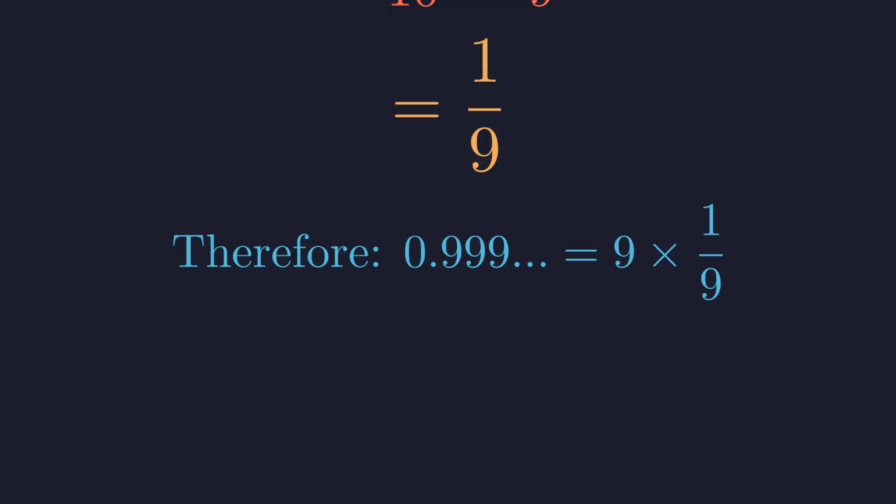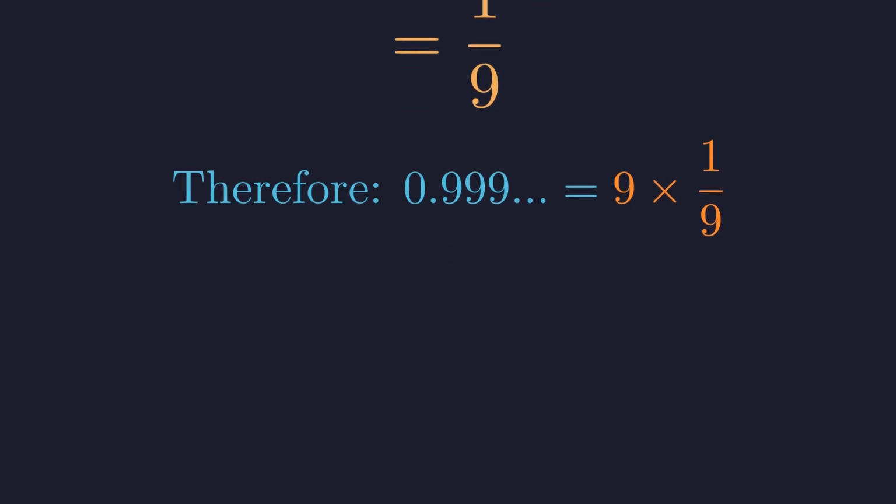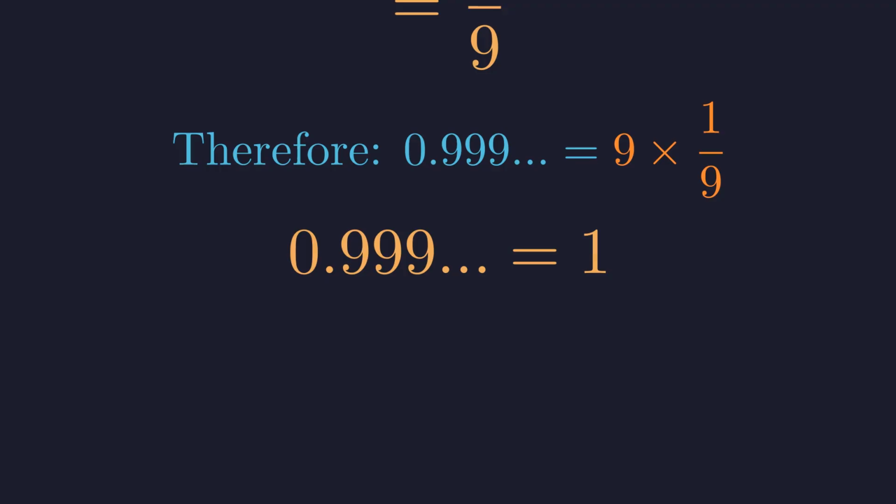Now substituting back into our original expression, 0.999... equals 9 times 1/9. And 9 times 1/9 is exactly 1. Once again, we've proven that 0.999... equals 1, but this time using the rigorous machinery of infinite series.